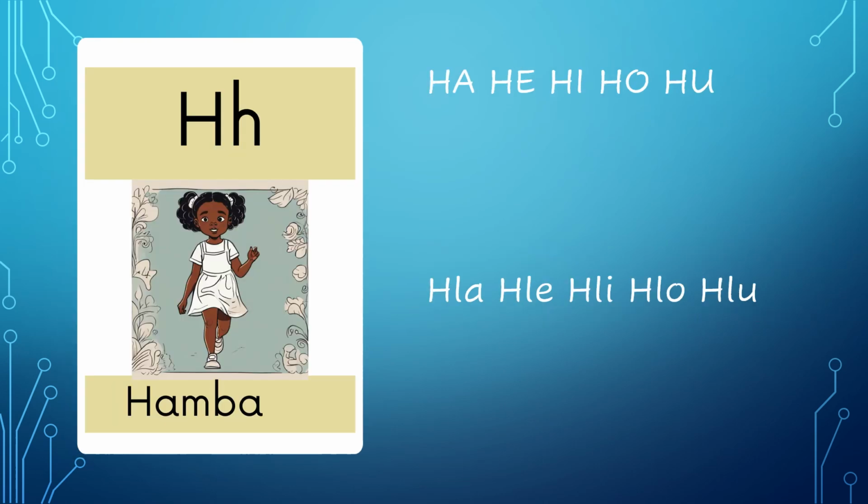The next letter is H. In Zulu, it sounds like ha, he, hi, ho, hu. When an L is added, it sounds like sha, she, shi, sho, shu. An example of this would be hamba, which means go.